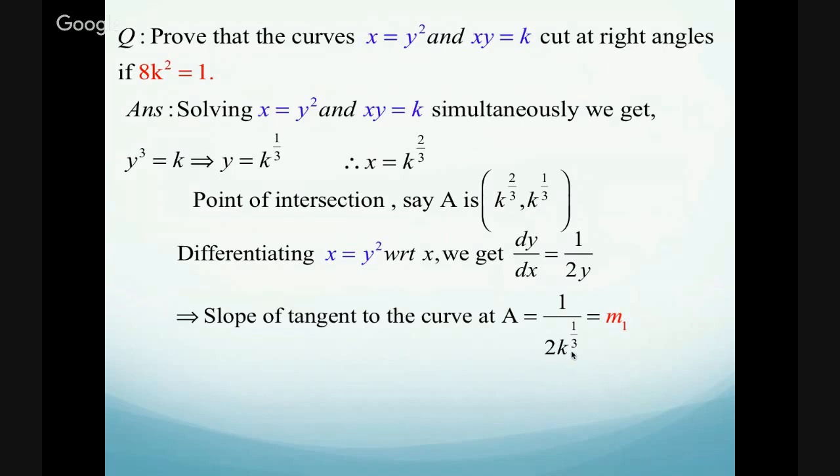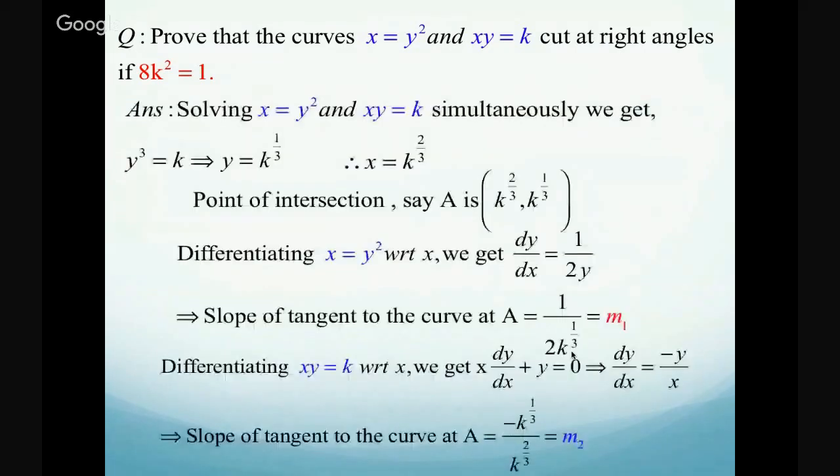I'm sure you can find the slope of the tangent to the second curve at this point. So I have x times y equal to k. If you differentiate the second curve with respect to x and then find the slope of tangent at A, you have the value m2. So x times y equal to k, when I differentiate with respect to x using the product rule, it's x dy by dx plus y equal to 0. dy by dx is negative y over x. And therefore slope, that is m2, is the value at A, and therefore it will be negative k to the power 1 by 3 divided by k to the power 2 by 3.